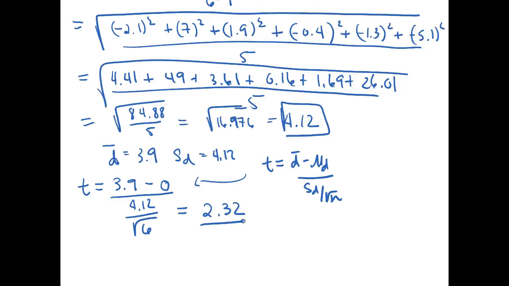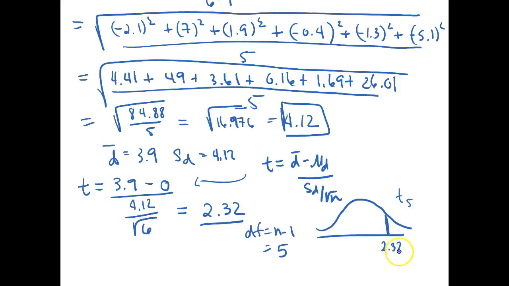So when I see this, then I'm going to look up my p-value, which is from a t-distribution with degrees of freedom equal to n minus 1, and in this case, n, the number of differences, is 6 minus 1, so this is equal to 5. So if I look up a t-distribution with 5 degrees of freedom, then I'm going to find the area. My p-value is going to represent that area that's above 2.32 in a t-distribution with 5 degrees of freedom.